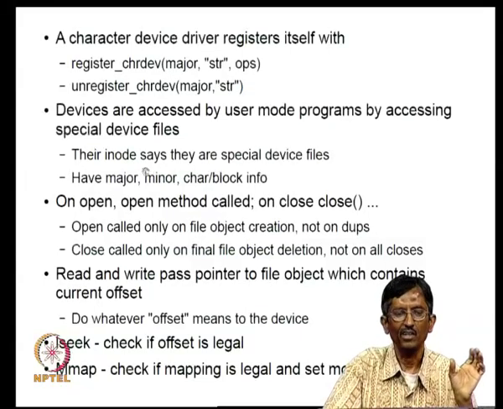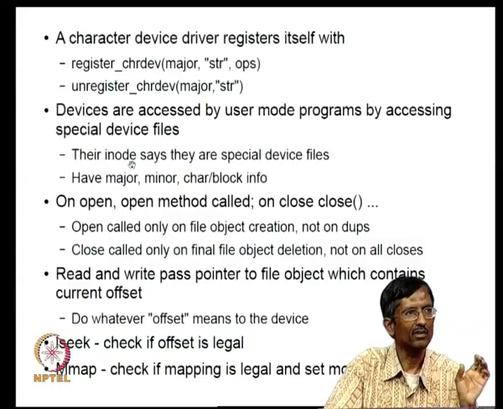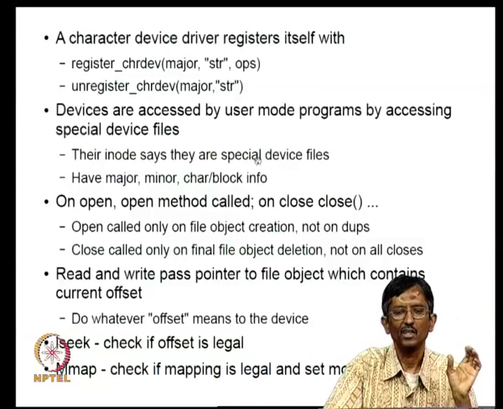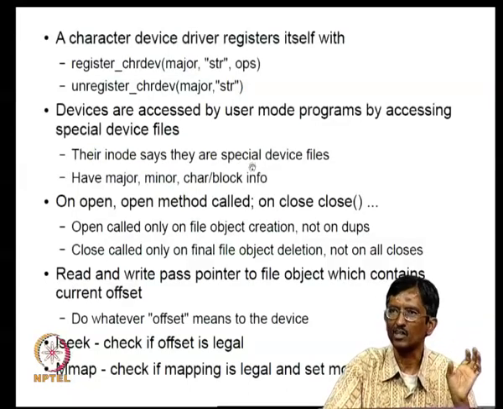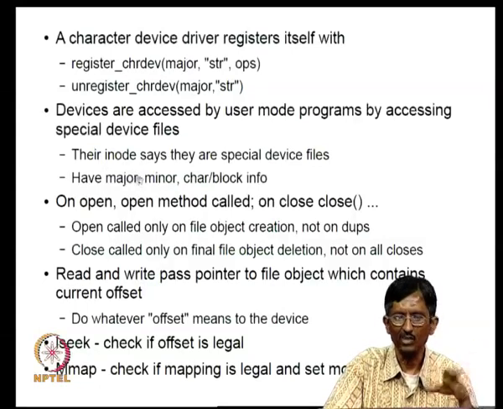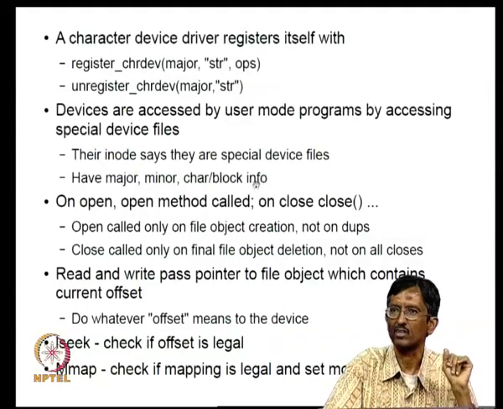There's metadata that's kept for each of those things, and the metadata is basically called an inode, sometimes called a snode. That will have information saying that it's a special device file. It's not a regular file, and in that particular inode, it will have all these details: what is the major number, minor number, etc.